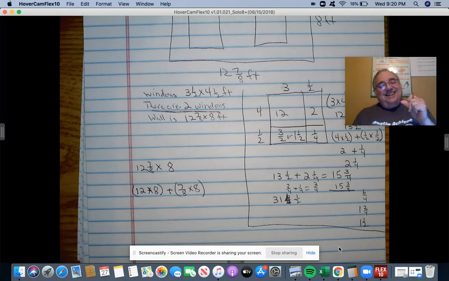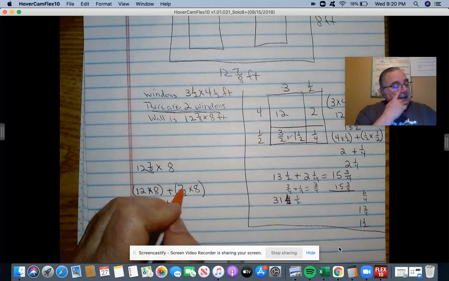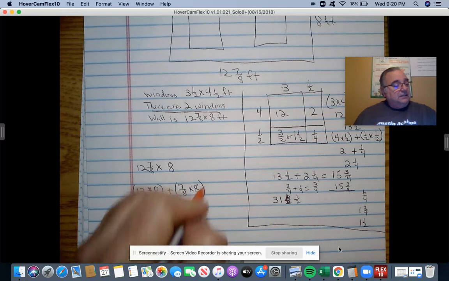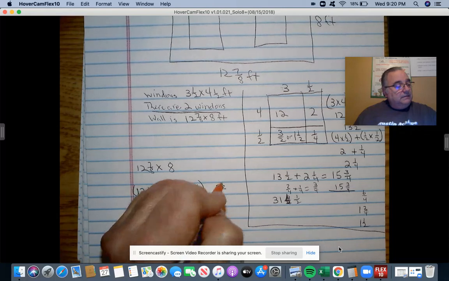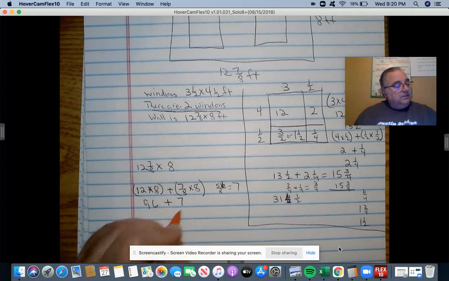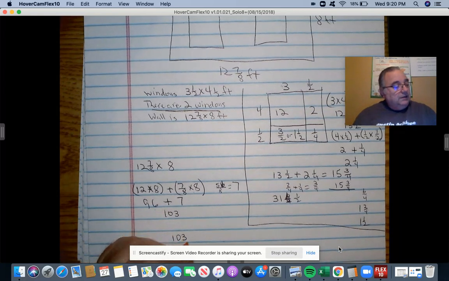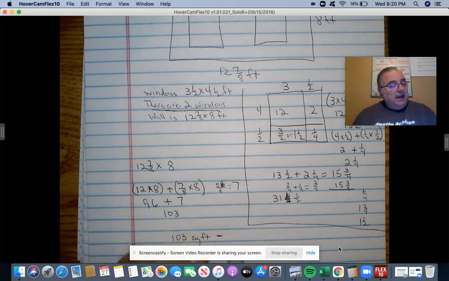Excellent. Yes. 12 times 8 is 96. Then we take 7/8 times 8, which is 8 times 7 is 56, and 56 divided by 8 is 7. We add 96 plus 7, which equals 103. So I have 103 square feet, and I'm going to subtract.